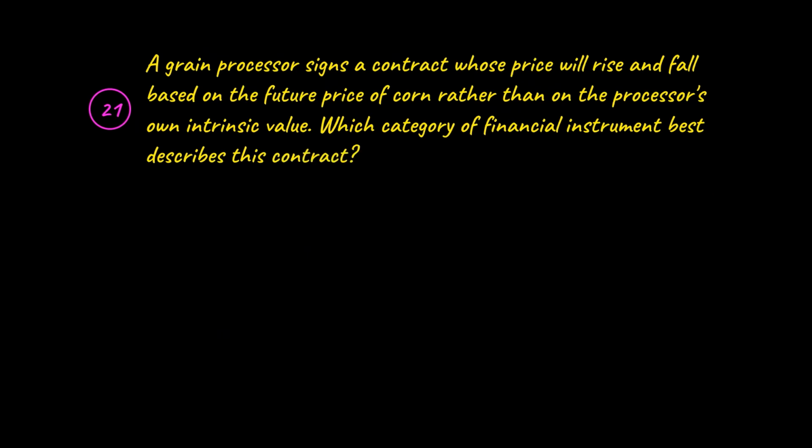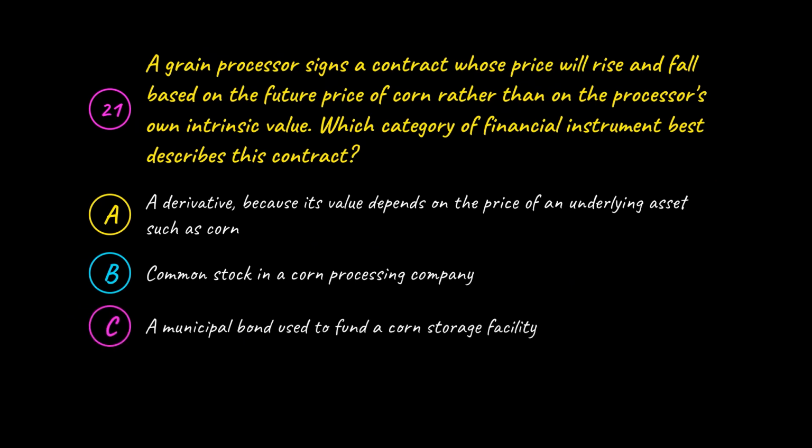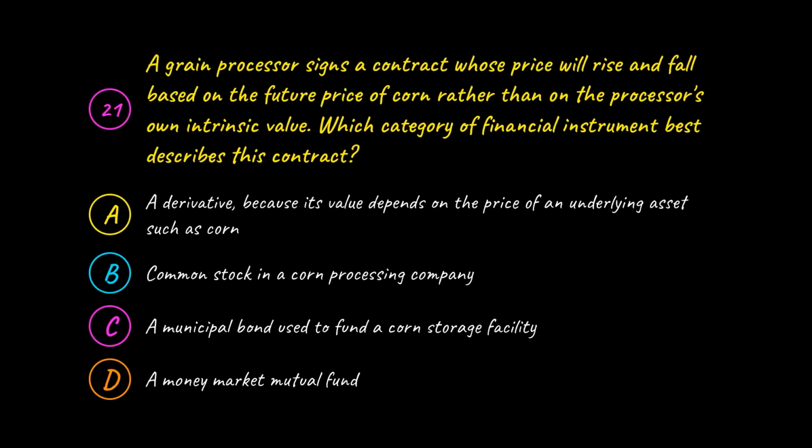Your options are A, a derivative, because its value depends on the price of an underlying asset such as corn. B, common stock in a corn processing company. C, a municipal bond used to fund a corn storage facility. D, a money market mutual fund. Pick one. Trust your gut. Here's your chance to test yourself.